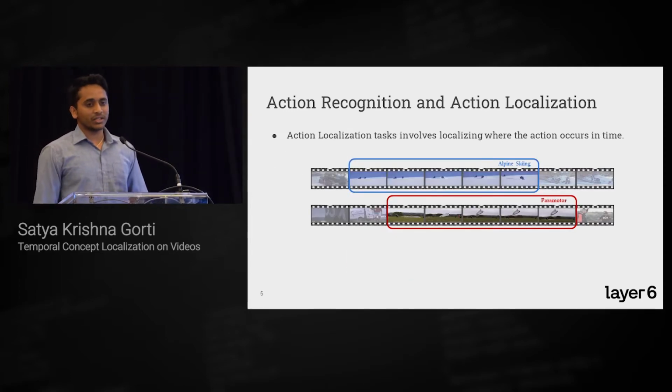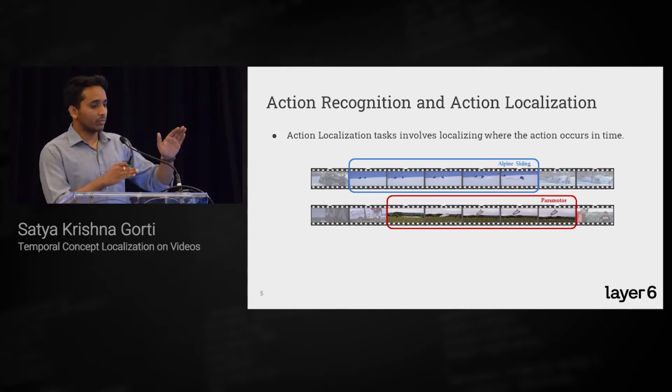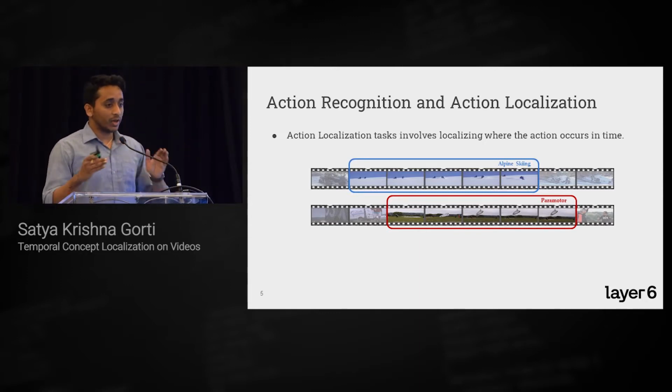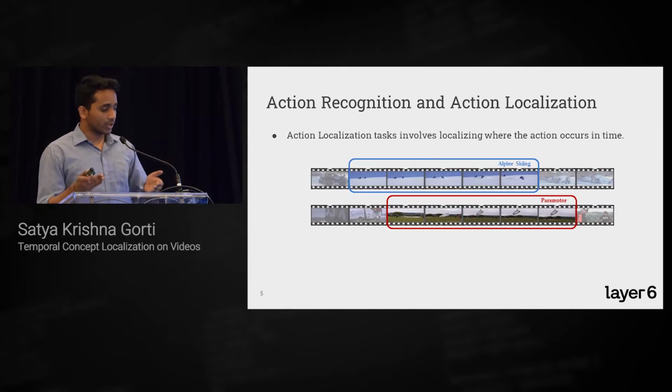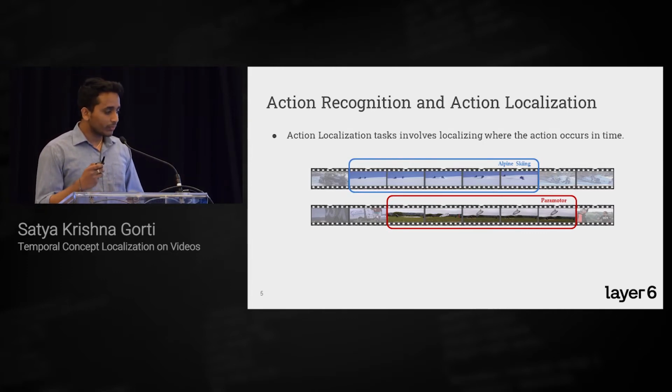And action localization is a little more specific. Action localization involves finding the boundaries of where the actions occur and what actions occur within those boundaries. As an example in this picture, we have the boundary of alpine skiing starting from a frame A to frame B, and we need to identify where these boundaries are and what actions happen in these boundaries.